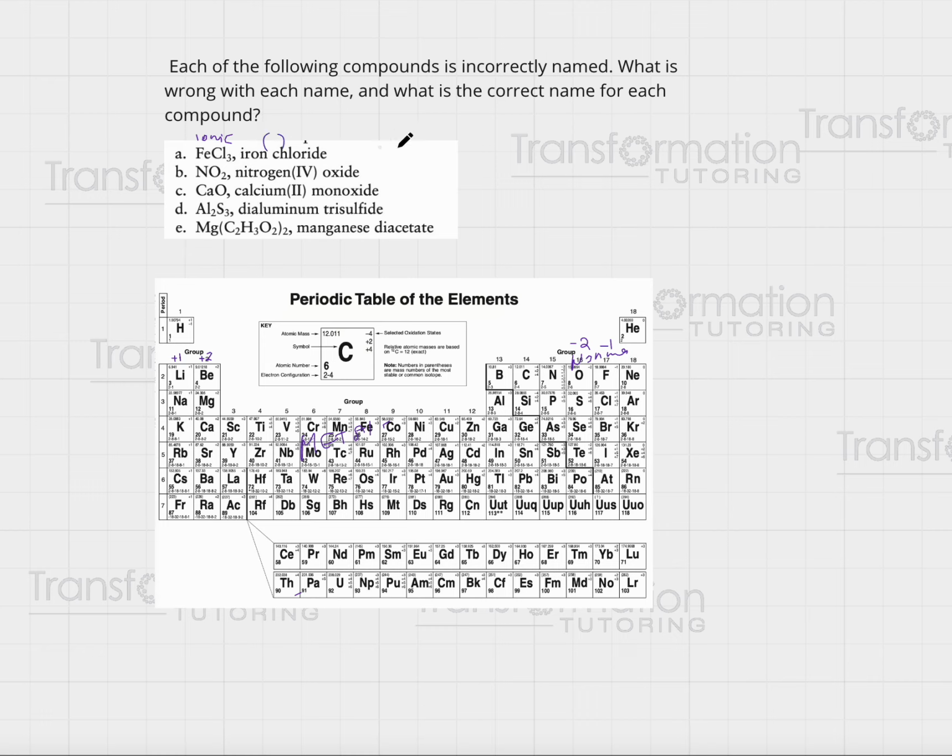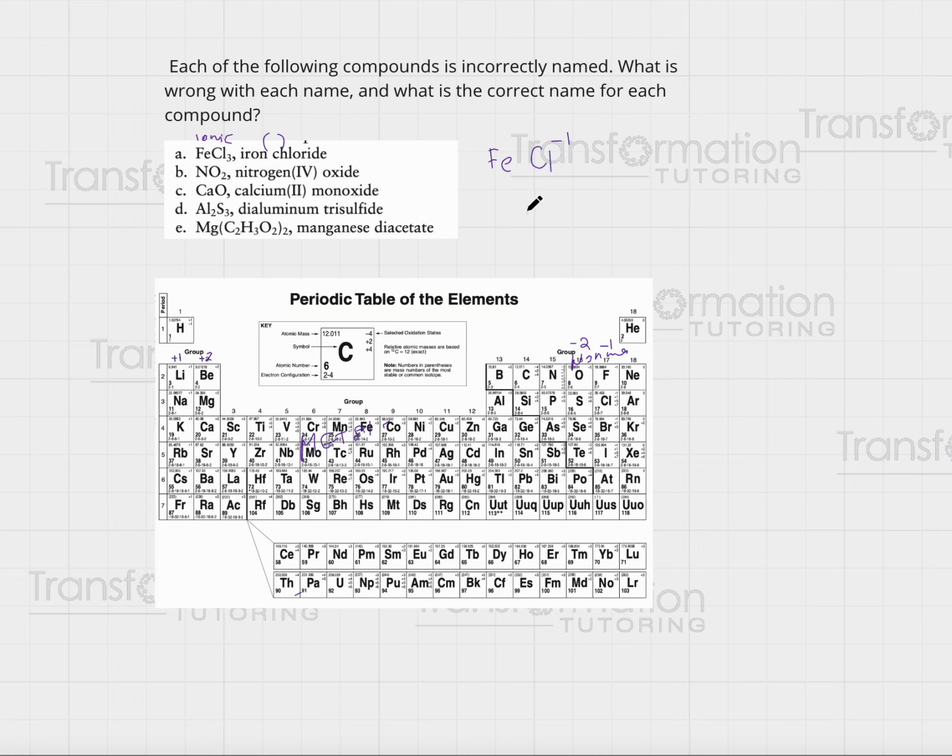Let's figure out how to do this Roman numeral. So we have Fe and we have Cl. Now, I also wrote in my periodic table that group 1 is +1, group 2 is +2, group 17 is -1, this is -2, aluminum is +3, and so forth. Chlorine is here. It has a -1 charge. What charge does iron have to have in order for FeCl3 to be neutral? And notice that I have 3 chlorines here.